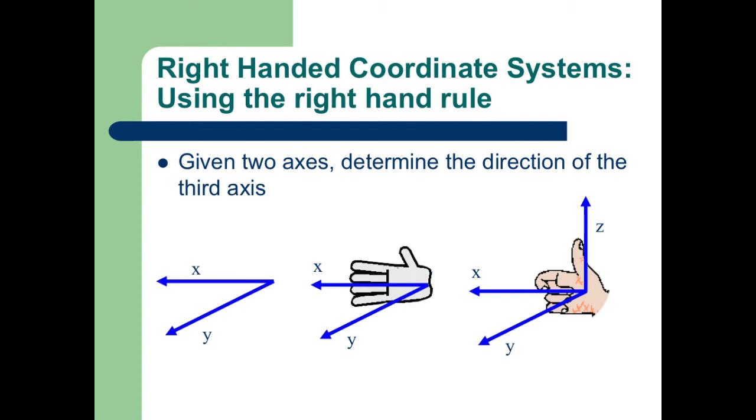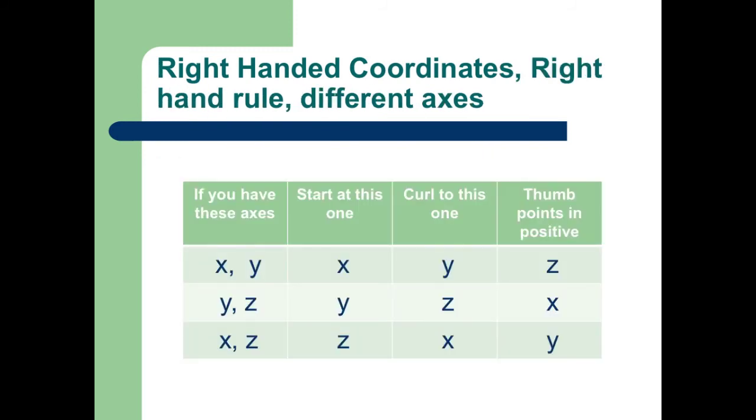So there you go. Positive Z in this case is going to be straight up. Now that's great if you know X and Y, but what if you know other axes? Well, here's the chart. It kind of goes from X to Y to Z in a sort of circle.